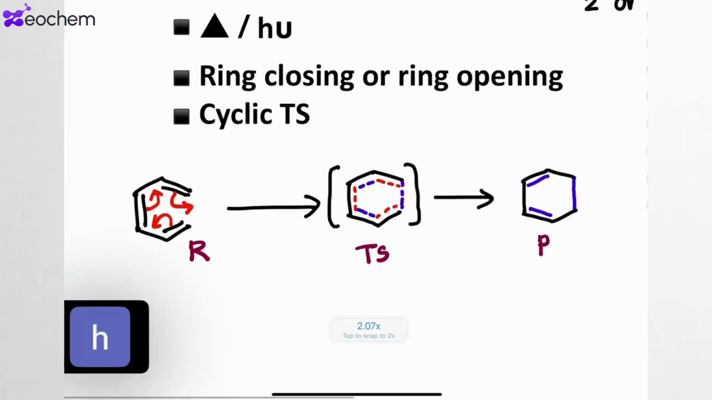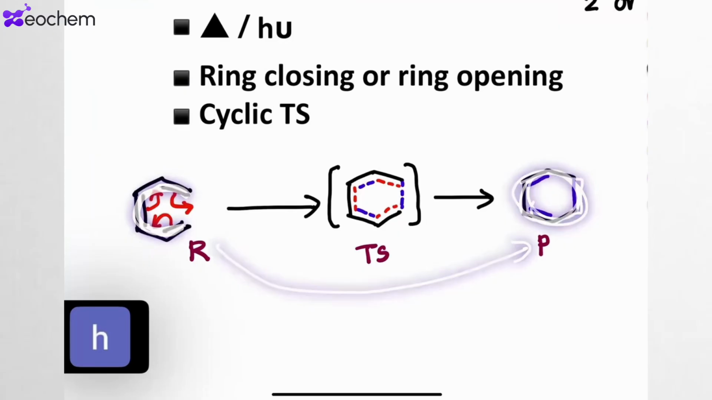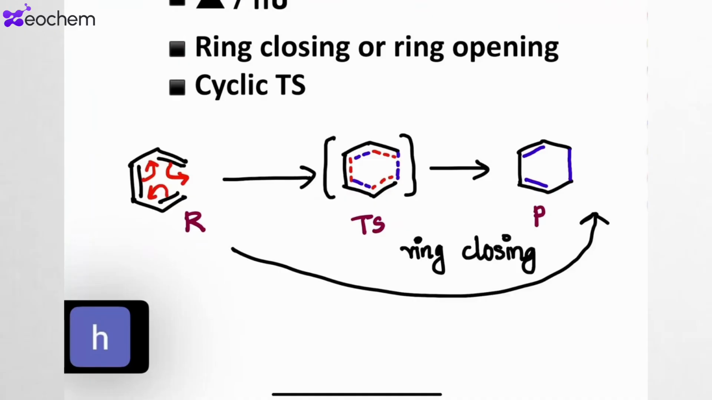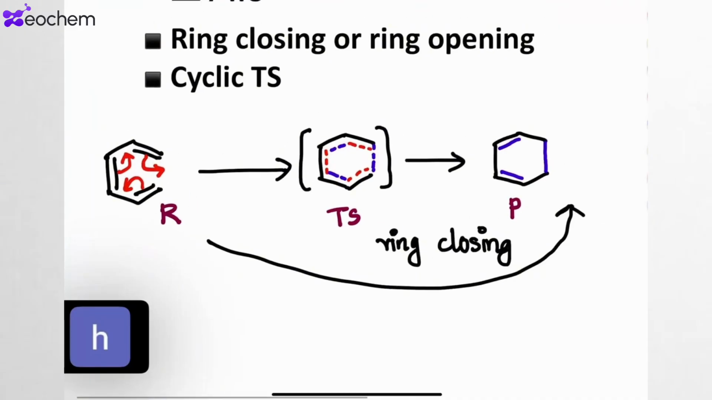Here you look at these two molecules. This is a kind of open molecule, and this is closed. So we are going from open to closed. This type of electrocyclic reaction is called ring closing. While going from here to here, it is called ring closing. If this same reaction is happening from here to here, it will be called ring opening.